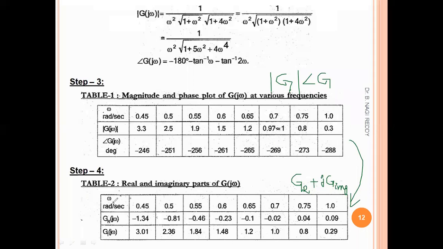In step 4 also we have 3 rows. The first row is omega, the second row is the real value of G of j omega, and the third row is the imaginary value. So you can directly convert and place these values. So these are the 4 steps. Using step 3 we will draw the polar graph, and using step 4 we will draw a rectangular graph. With either graph, polar or rectangular, we will get the same answers, which means for the gain margin or phase margin, you will get the same answers with the help of the polar graph as well as the rectangular graph.